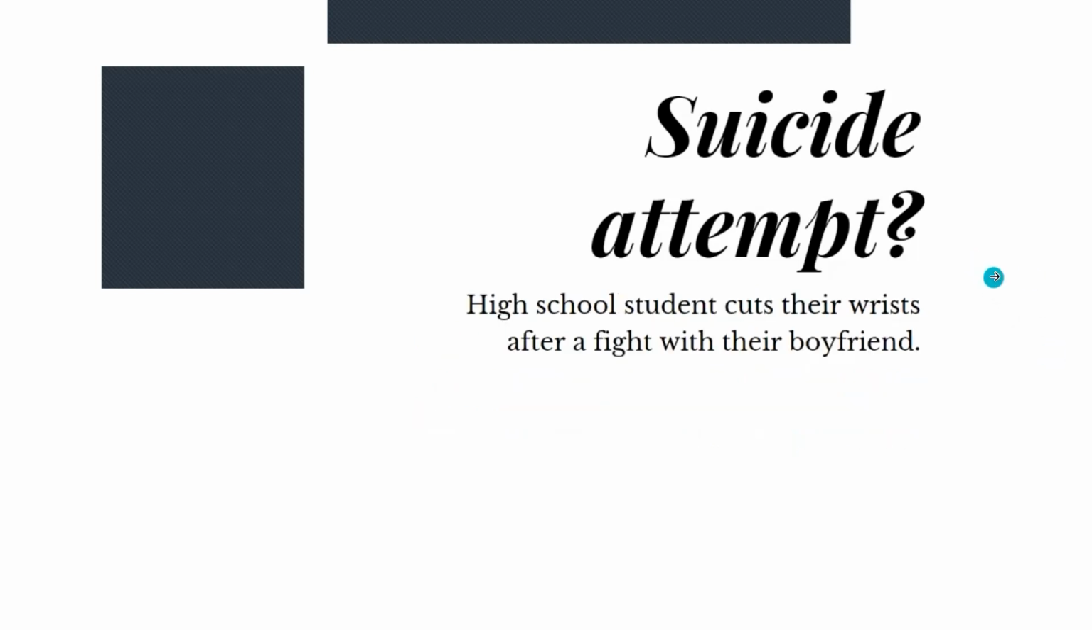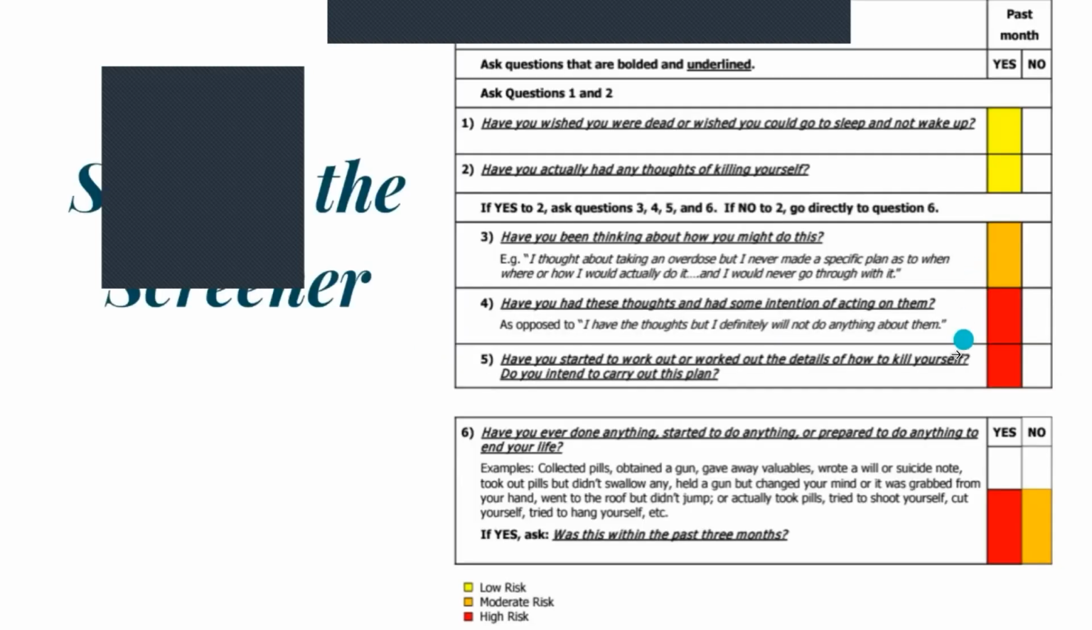How about this one? High school student cuts their wrist after a fight with their boyfriend. We don't have enough information in this situation. Somebody needs to be able to talk with her to find out what her intent is. I think we assume it was an attempt, but we want to gather more information about what her intent was.